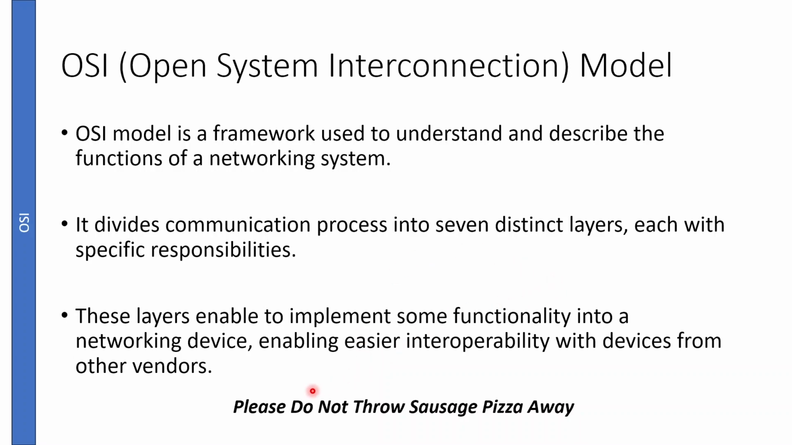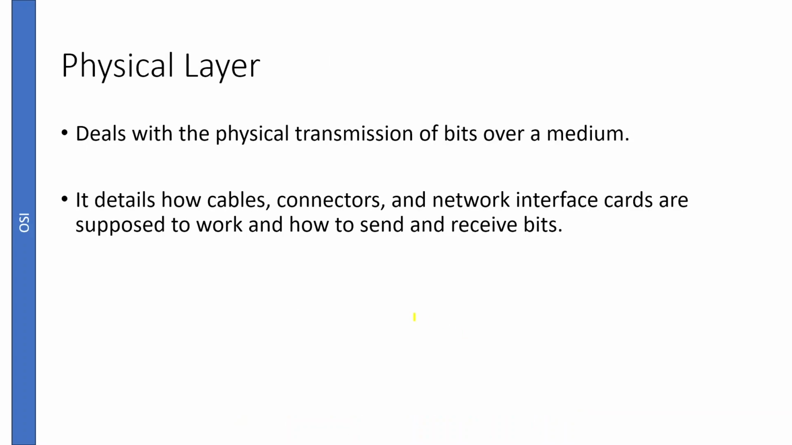So we have 7 layers. To remember these 7 layers, you can use this sentence: please do not throw sausage pizza away. Please means physical layer, do means data link layer, not means network layer, throw means transport layer, sausage means session layer, pizza means presentation layer, and away means application layer. You can remember these layers using this sentence. Okay, so we will discuss these layers one by one.